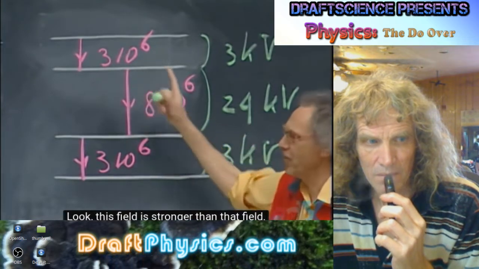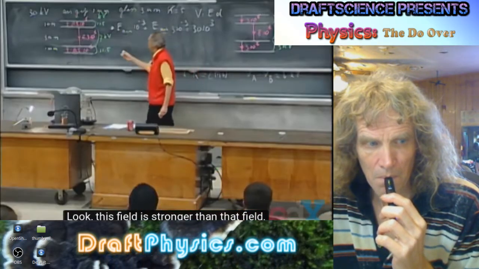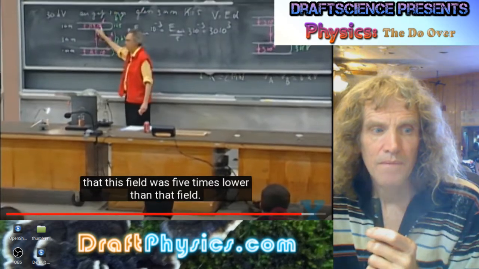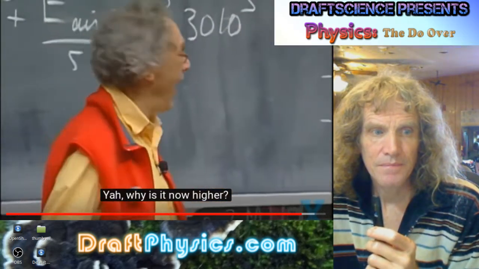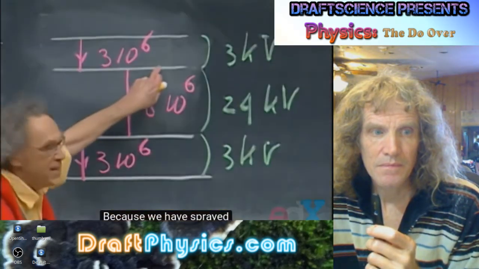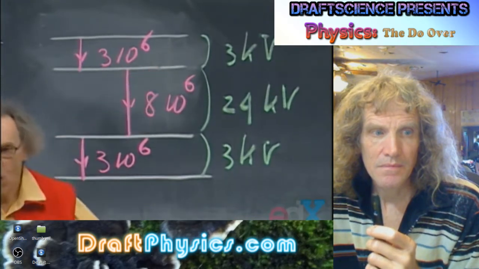Look, this field is stronger than that field. Whereas earlier we made the assumption that this field was 5 times lower than that field. Yeah, why is it now higher? Because we have sprayed right here on this surface, we have sprayed free charge.